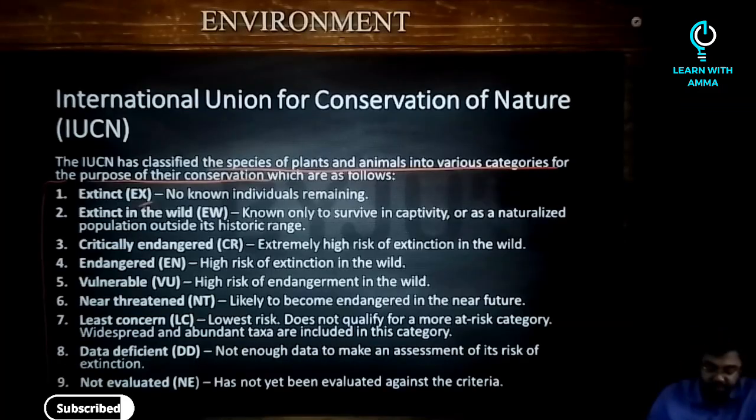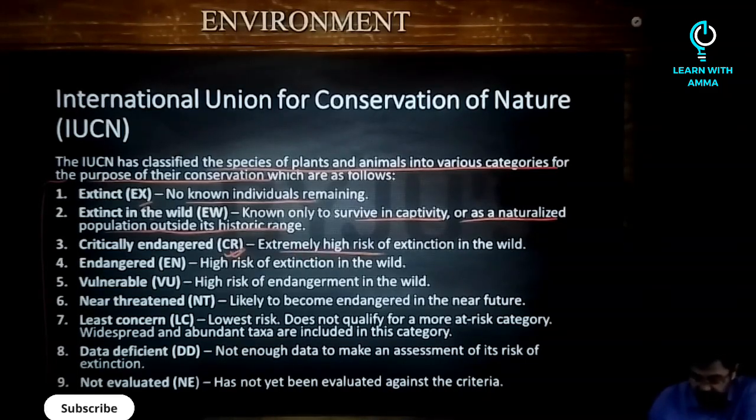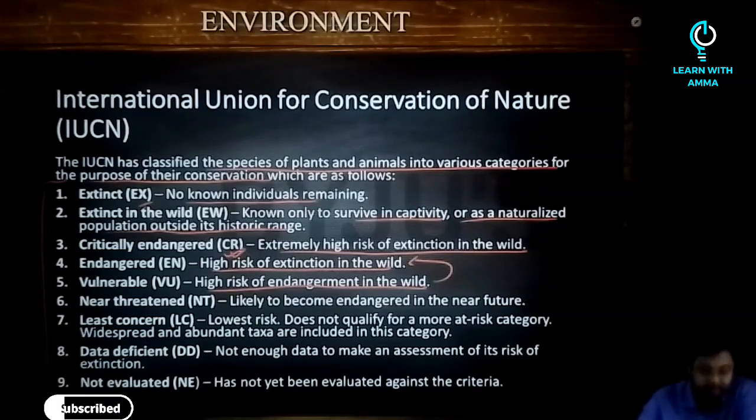First is extinct. So extinct would be where no known individual is remaining. Then you have extinct in the wild, known only to survive in captivity or as a naturalized population outside its historic range. Then you have critically endangered species, which have an extremely high risk of extinction in the wild. Then you have endangered species, which have a high risk of extinction in the wild. Then you have vulnerable species, which have a high risk of endangerment in the wild. Then after that you have the near threatened category, which are likely to become endangered in the near future.